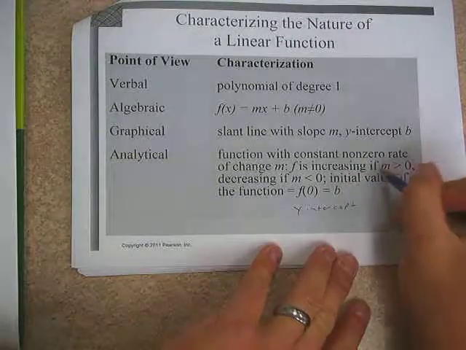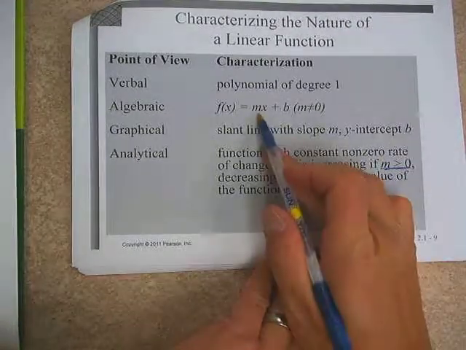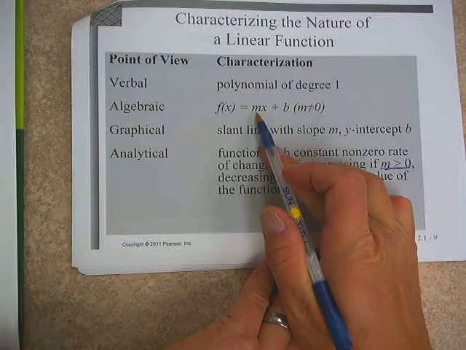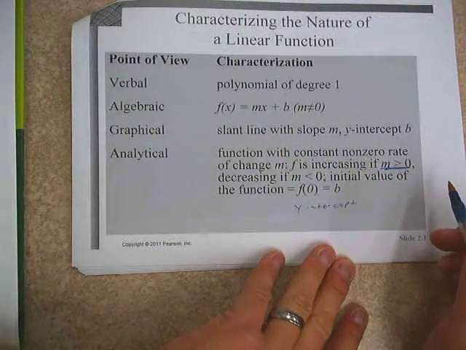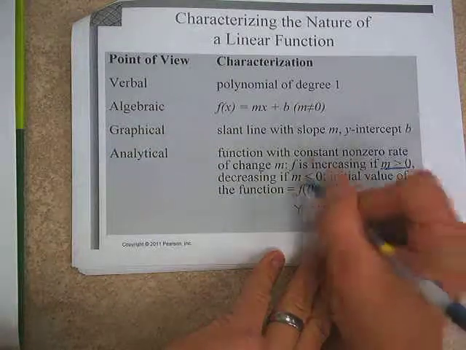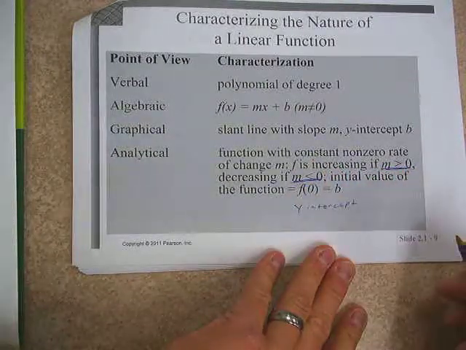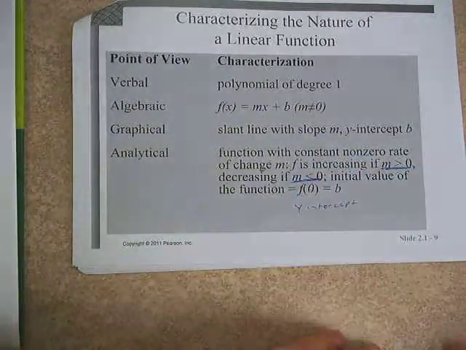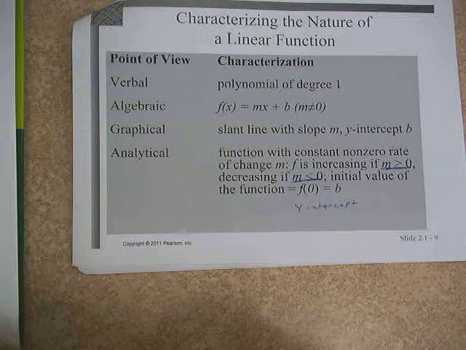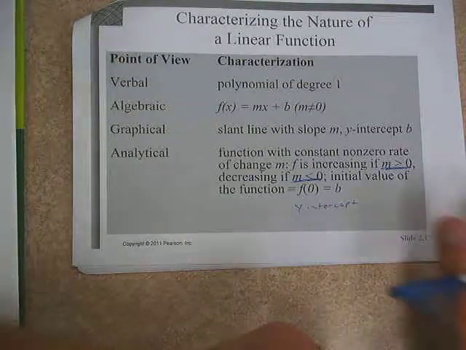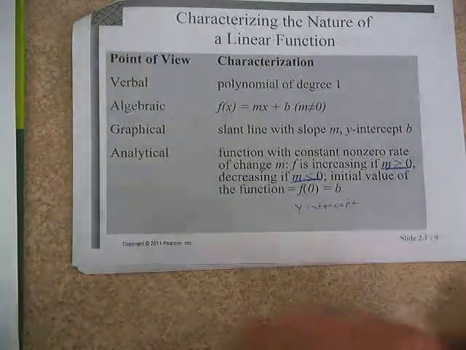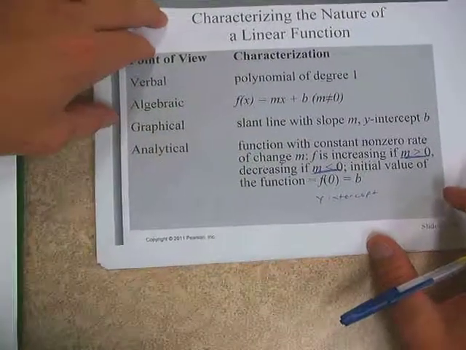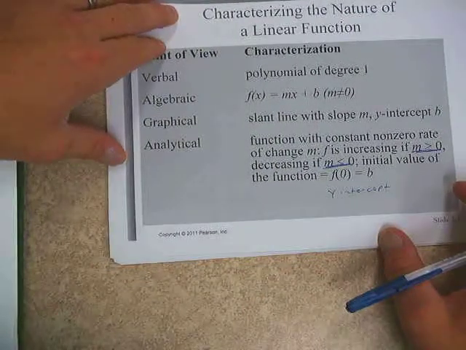So key issue here again is that if m is greater than 0, in other words, we have a positive slope, we should expect the line to be increasing as we go from left to right. If the slope is negative, less than 0, then we should expect that the line go down from left to right. We have a negative slope. And that would be really the only analysis here regarding linear functions.